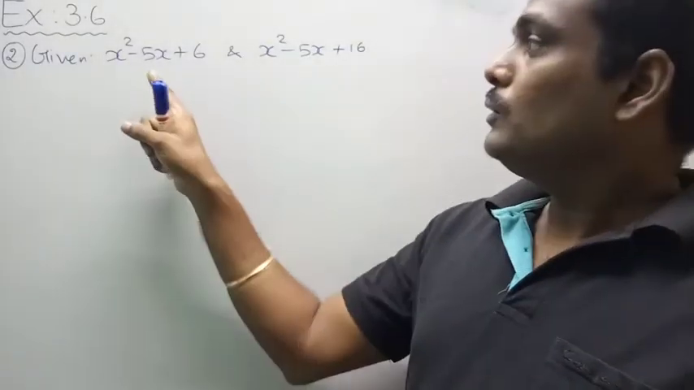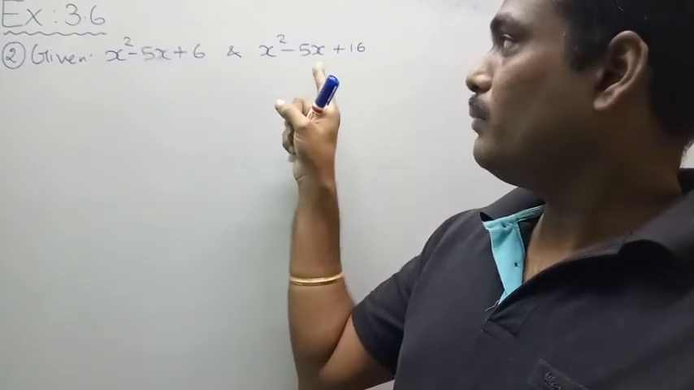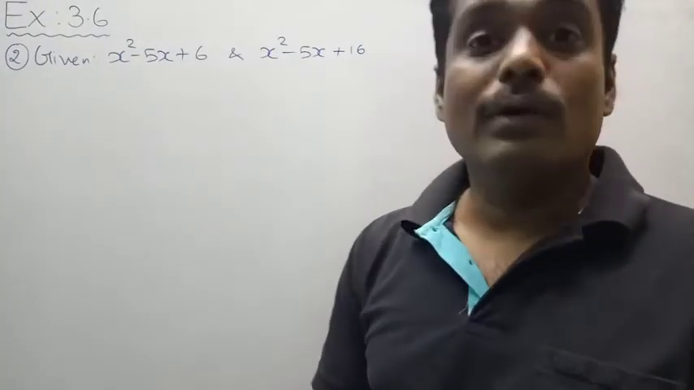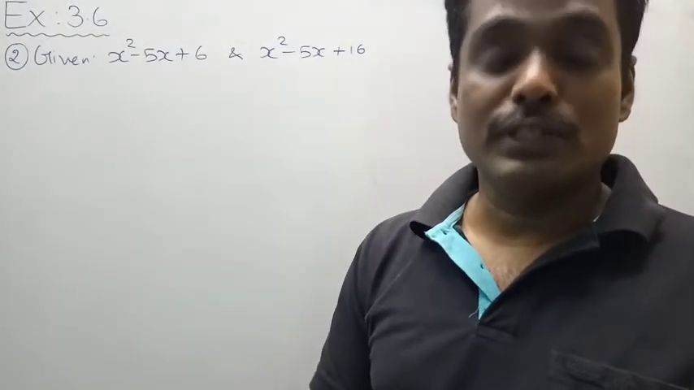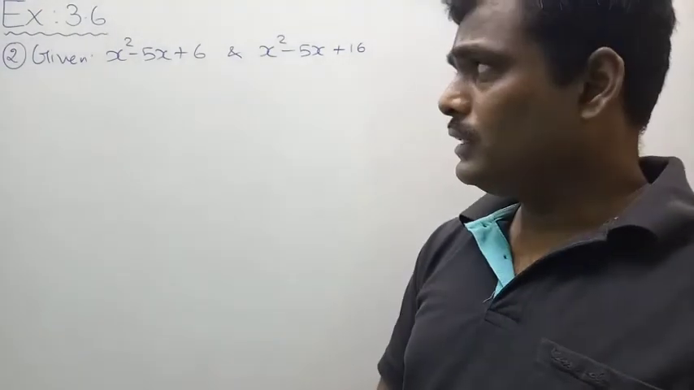Here, two quadratic polynomials are given, that is x square minus 5x plus 6 and x square minus 5x plus 16. For these two polynomials, you want to find the maximum number of positive roots and the maximum number of negative roots. And you want to draw the graph also.